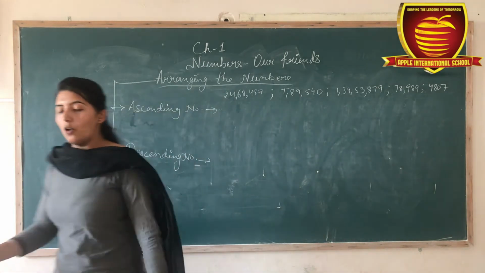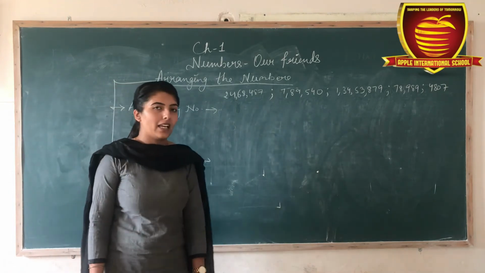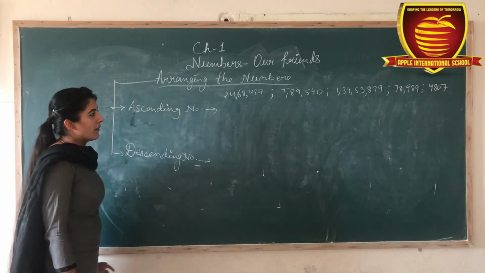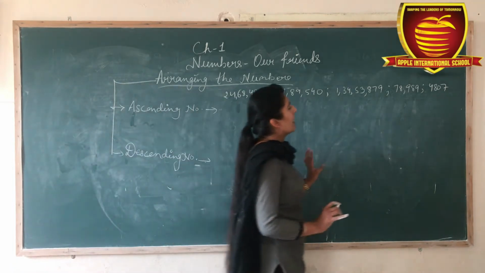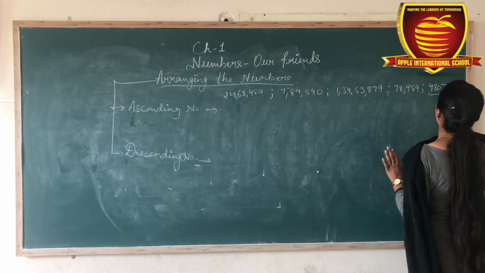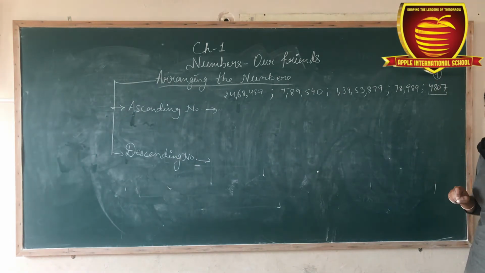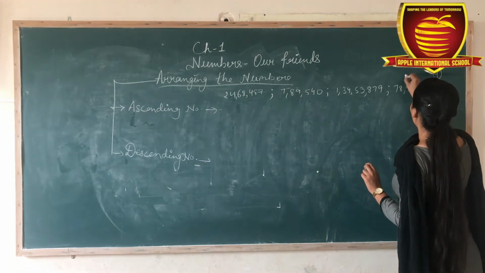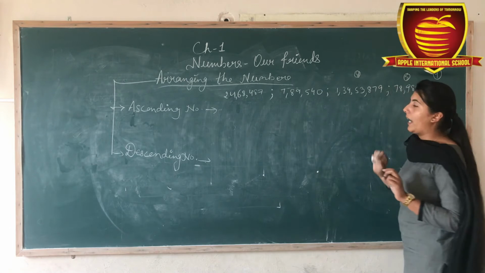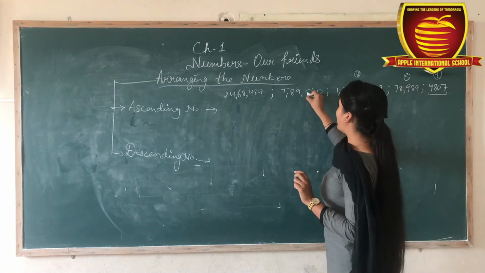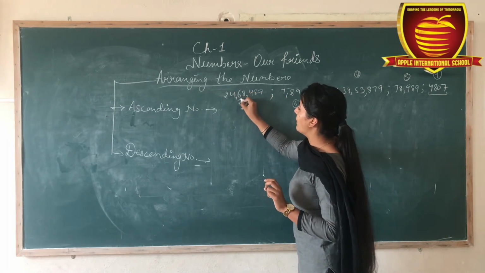Before arranging these numbers, firstly we have to count the number of digits in a given number. We count the digits from the last number: this number contains 4 digits. 1, 2, 3, 4, 5: 5 digits. 1, 2, 3, 4, 5, 6, 7, 8: 8 digits. 1, 2, 3, 4, 5, 6. 1, 2, 3, 4, 5, 6, 7.